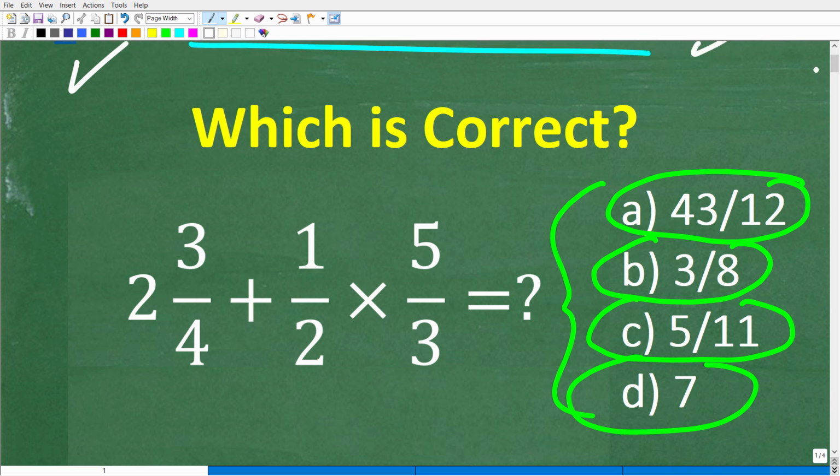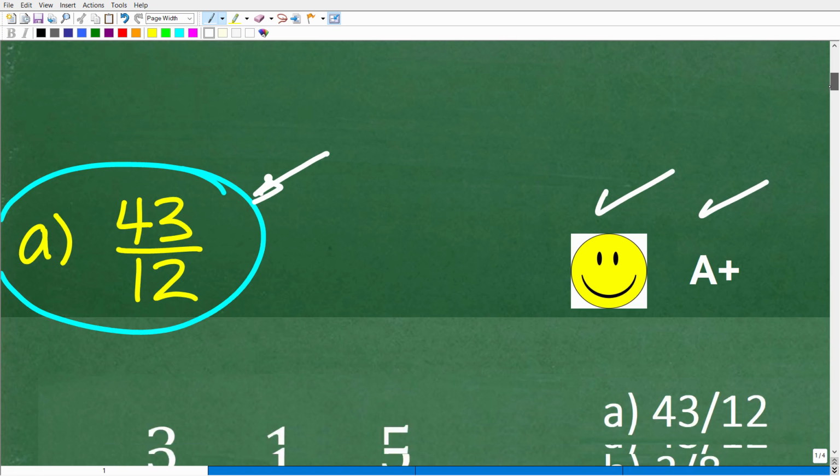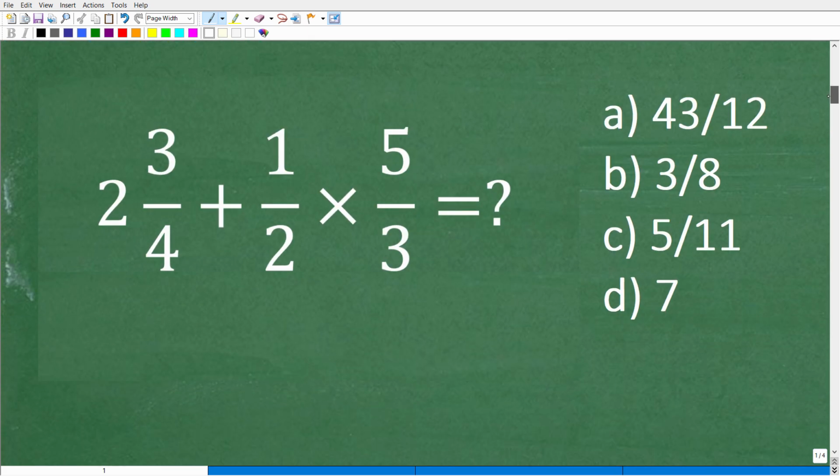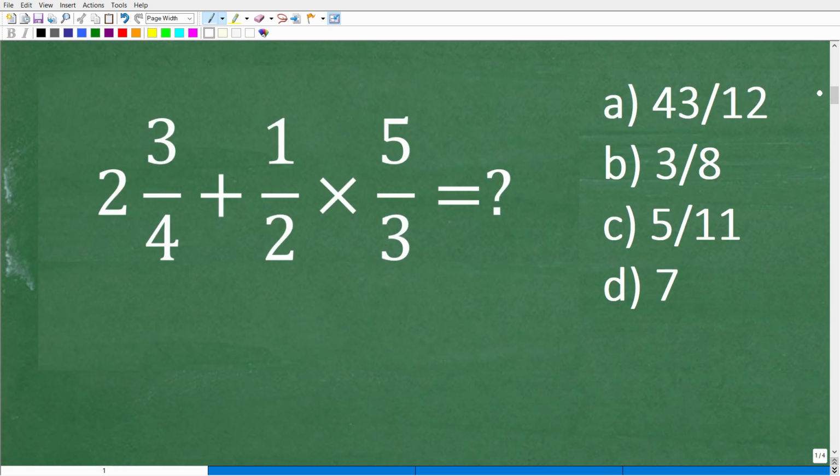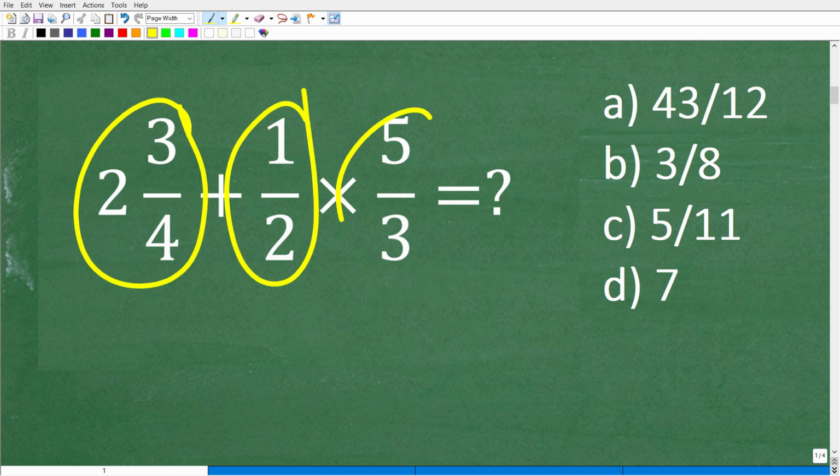And if you didn't get this right, well, this problem or my videos are not designed to make anyone feel bad in math. You certainly could be successful in math, but again, a lot of you haven't been doing this stuff for many years, so let's go ahead and quickly review. Okay, so 2 3/4 plus 1/2 times 5/3. So we are clearly dealing with fractions, okay?